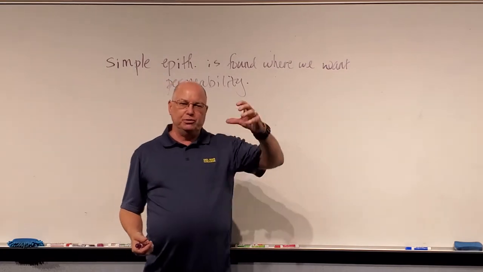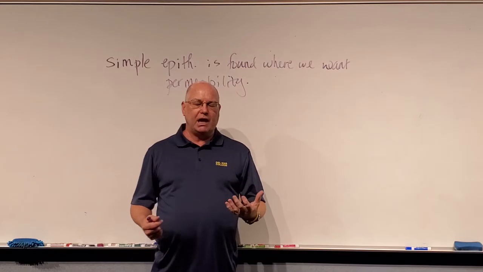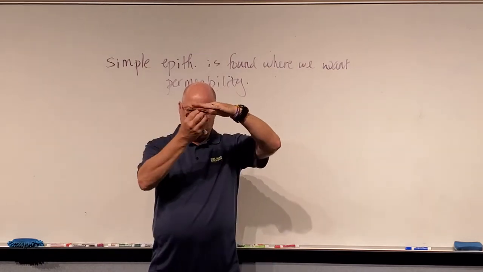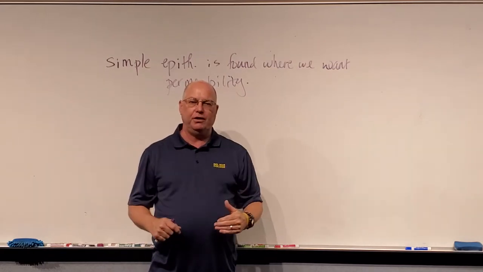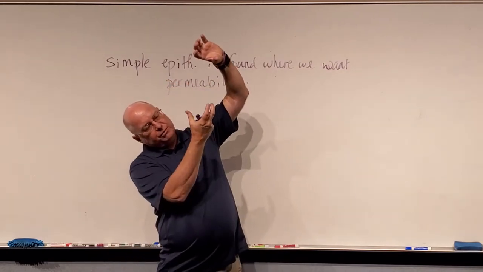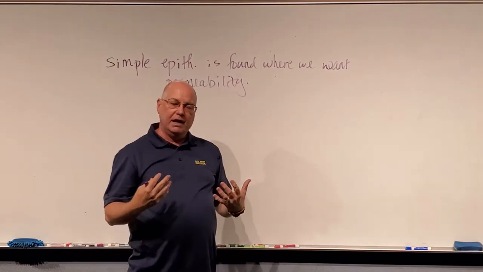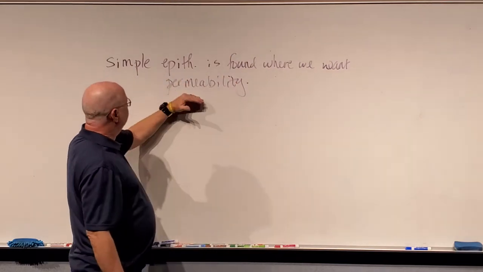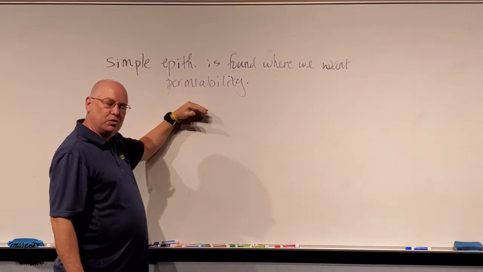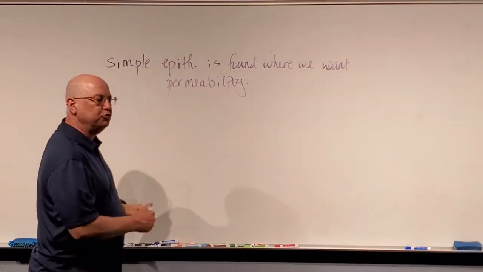If someone spilled some Kool-Aid or some dyed material on a napkin, it's going to soak right through, or on a tablecloth. If you spilled it on a memory foam bed and you were looking from the other side, it would take a long time for it to permeate, and it may not make it all the way through. So we want simple epithelia, simple squamous, simple cuboidal, simple columnar, where we want things to pass into and out.